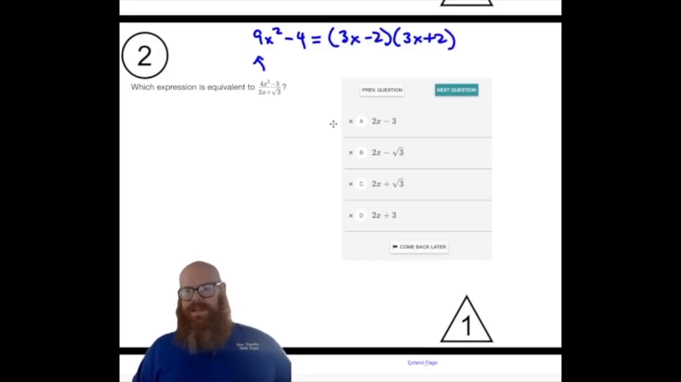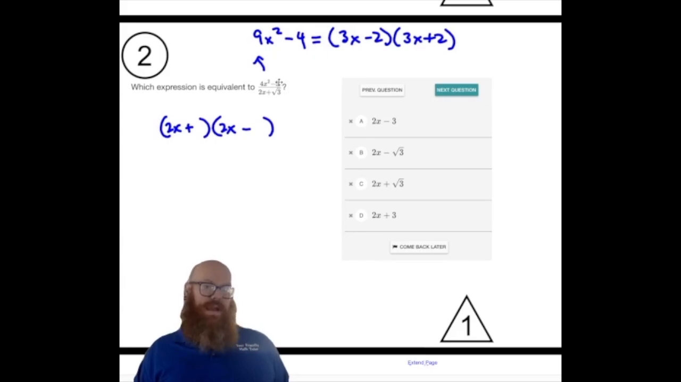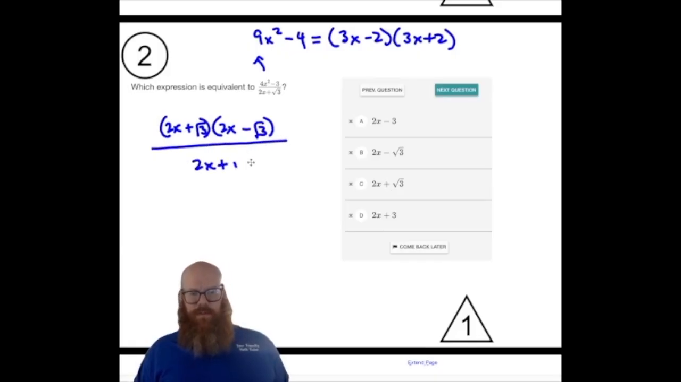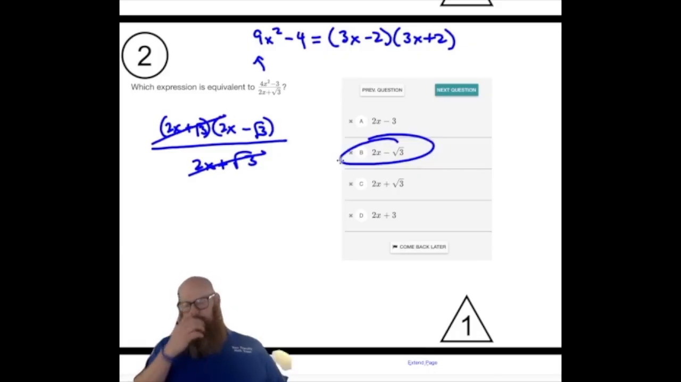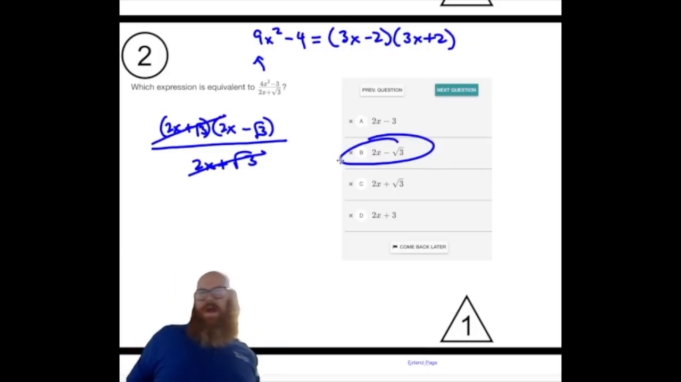So I'm going to do something similar. Notice this 3 is the square root of 9, and this 2 is the square root of 4. So I'm going to do the same thing, but I'm going to use 2x and 2x, then 1 plus and 1 minus. But now 3 is not a perfect square, so I'm going to use root 3. Then when I have 2x plus root 3 on the bottom, my 2x plus root 3s are going to divide out, and I'm just left with 2x minus root 3. It's a bit of an advanced move, but it's a nice, quick way to do a problem like that.